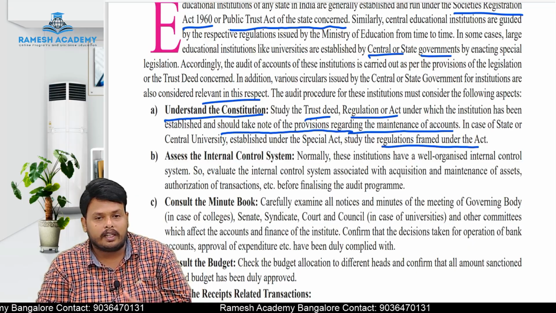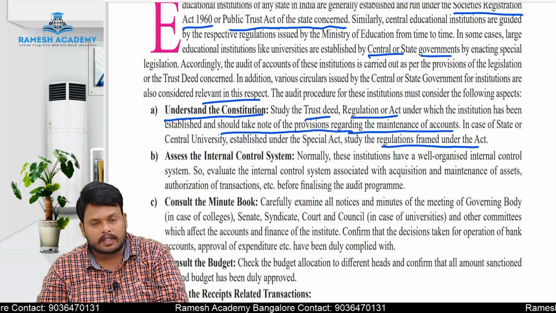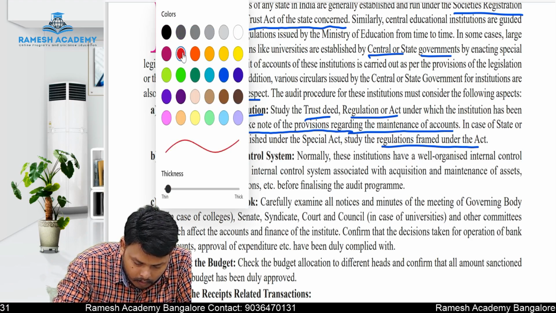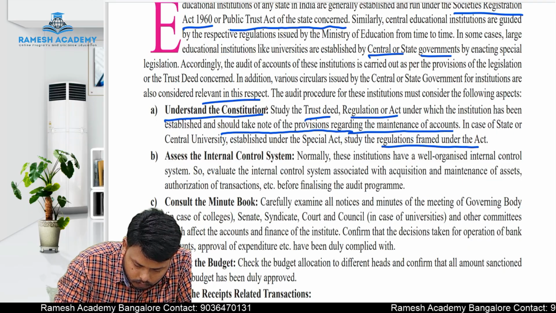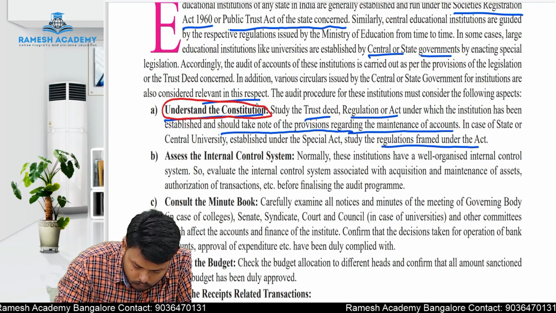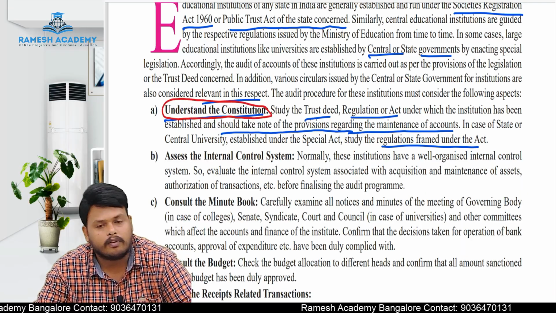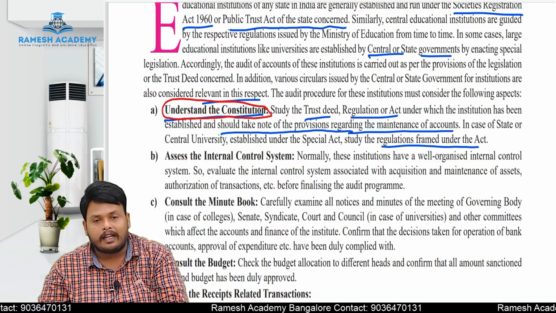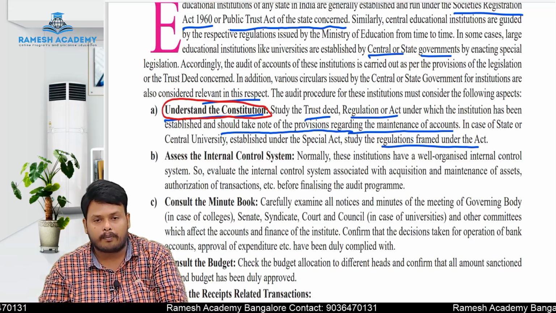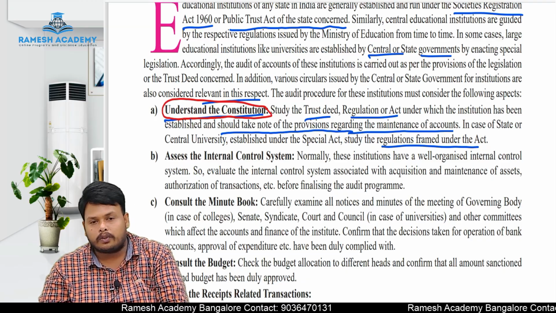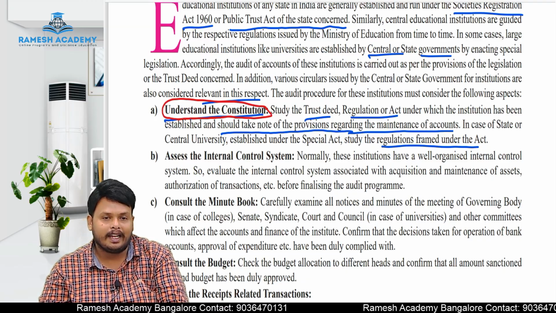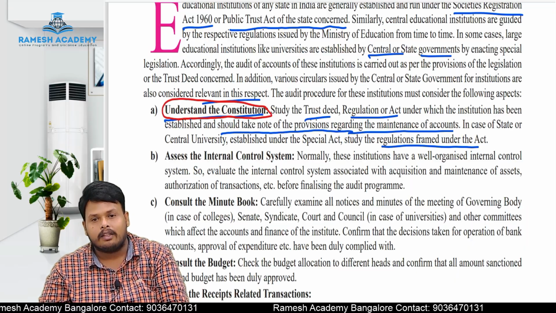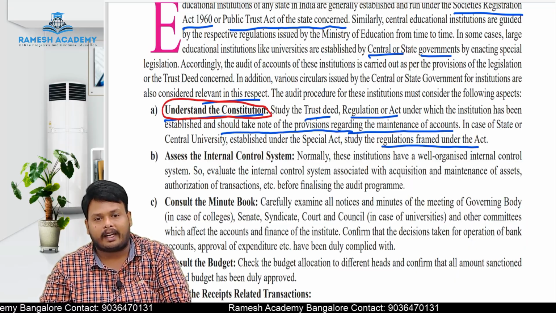So when we have to audit an educational institution, first and foremost we have to understand the constitution. Understanding the constitution means we have to study the trust deed, under which act they have established this educational institution, for what purpose, and take note of the books of accounts they are maintaining. In the case of state or central universities established by act, we have to see the rules and regulations framed under the act.